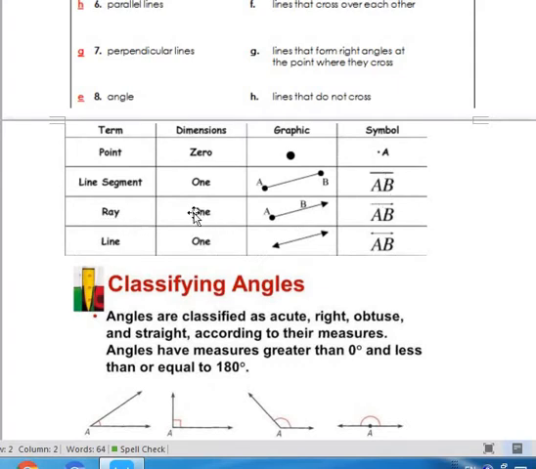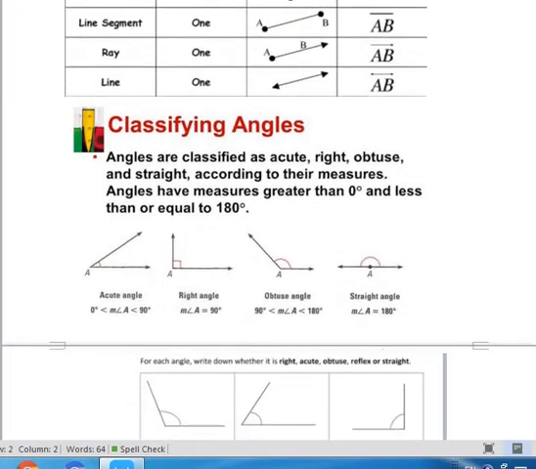And here a ray, it has one dimension. It's like this. It has an ending point and goes on forever, and we can draw a ray up on AB. A line has one dimension and no ending points, AB. So I have here a line segment, here a ray, and here a line. Line segment, ray, and line.